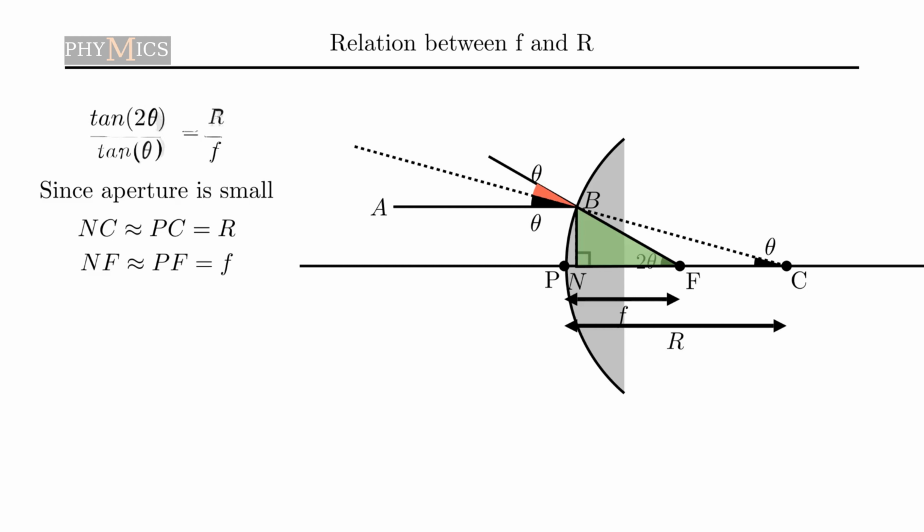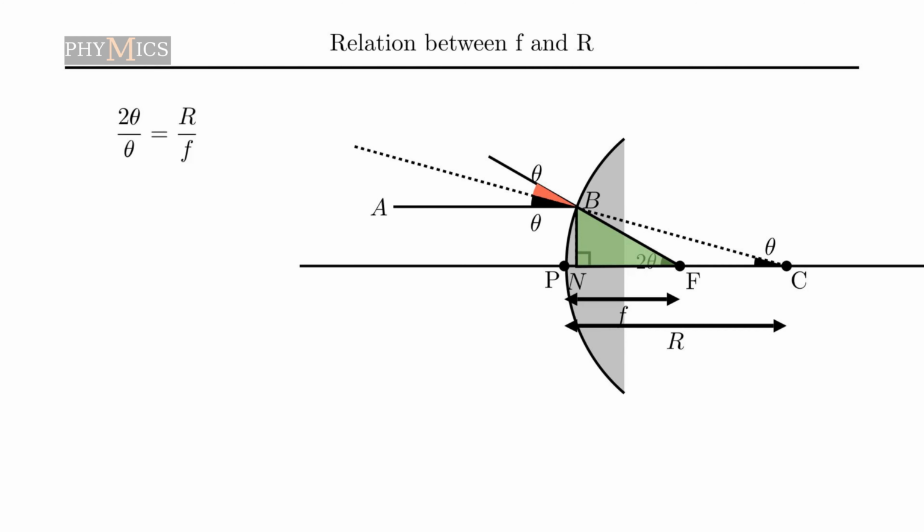Also, tan of 2 theta can be approximated as 2 theta and tan theta can be approximated as theta. Therefore, the above expression becomes 2 theta upon theta equals R upon F. On simplification, we get 2 equals R upon F. On cross multiplication, we get R equals twice of F. Hence, radius is twice of focal length.